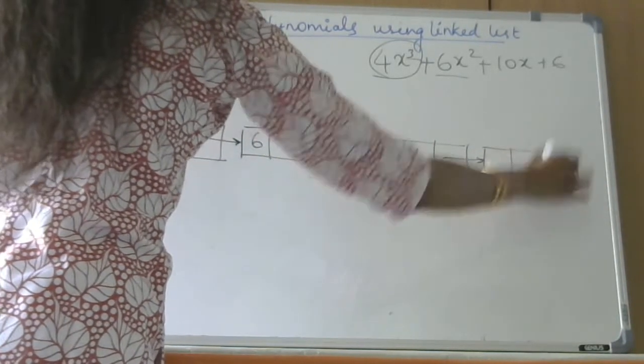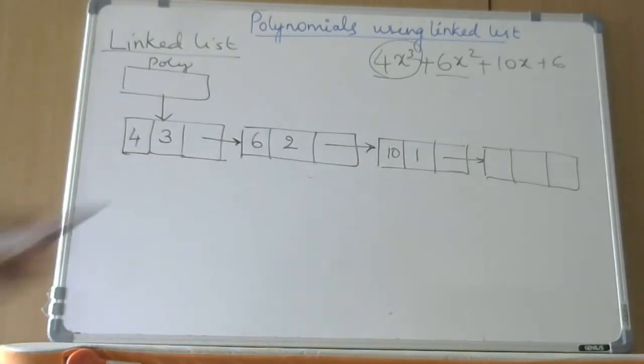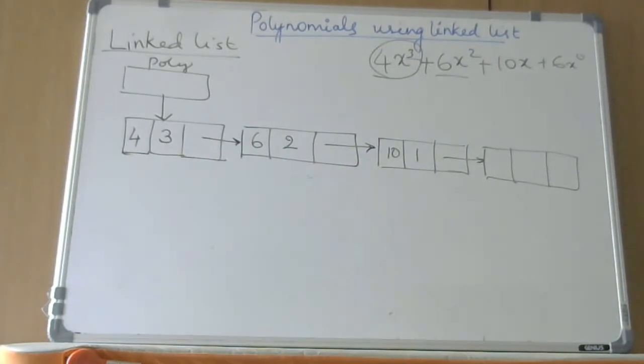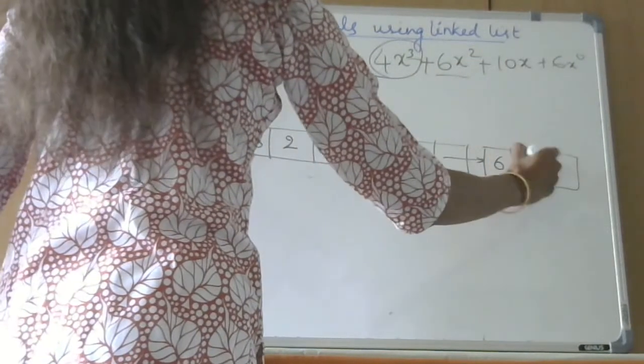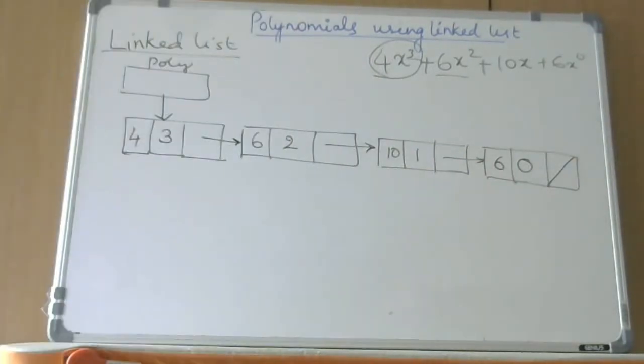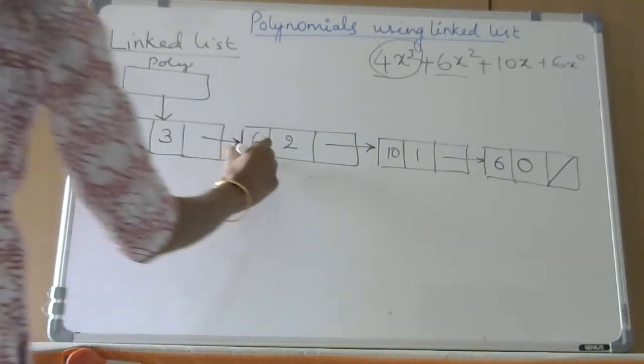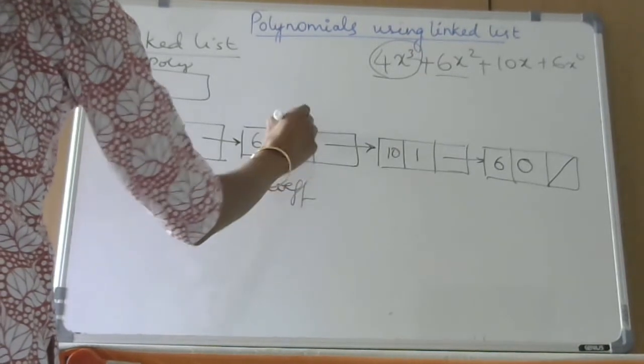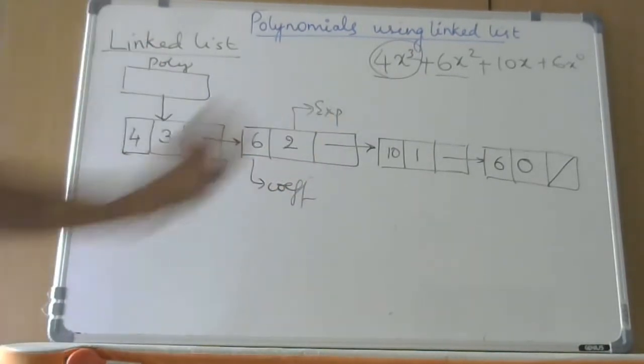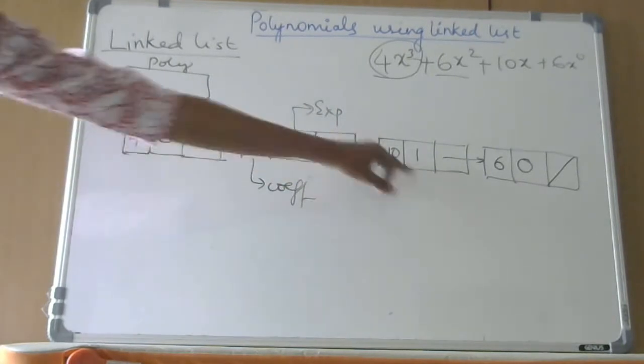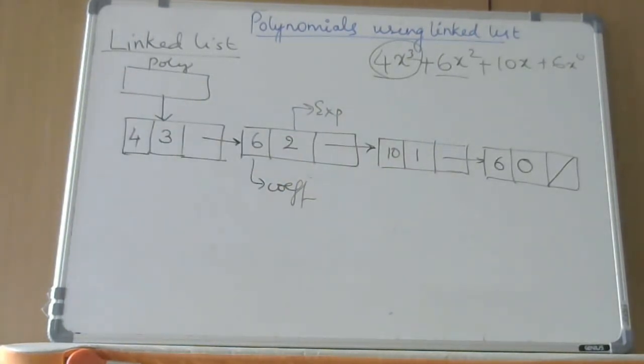Next, you have only 6. Correct? 6 is the same as 6x to the power of 0, and x to the power of 0 is 1. So in this case I will write 6, exponent is 0. You don't have any more nodes, so the link will be null. This is how you represent a polynomial in a linked list. This is your coefficient, this is the exponent or the power, and the third field is the link to the next node.